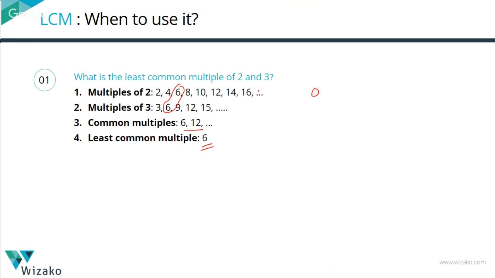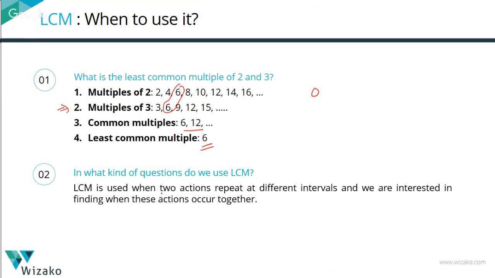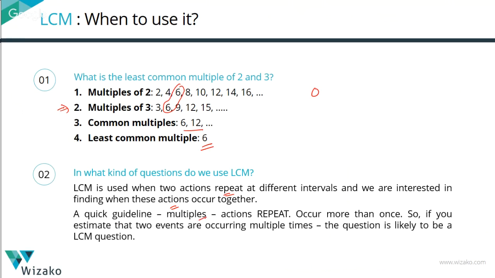So you have an event repeating with some periodicity at a reasonable time interval, and a second one appearing with a different interval. You want to find out when these two events coincide. That's when we use LCM. So look at it again in terms of what kind of questions will use LCM. When things repeat, you're doing it multiple times, and you want to find out when these actions occur together. What are the words to look at? When things are going to happen multiple times, when they occur more than once, and you want to find out when there is a common meeting point. Those are the questions where we'll use LCM.